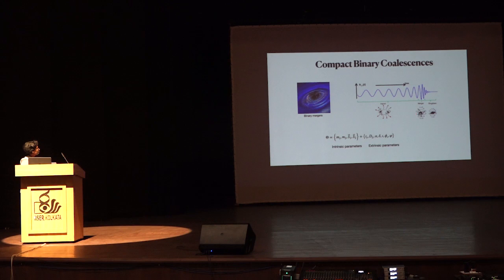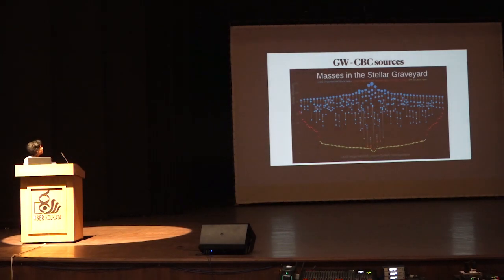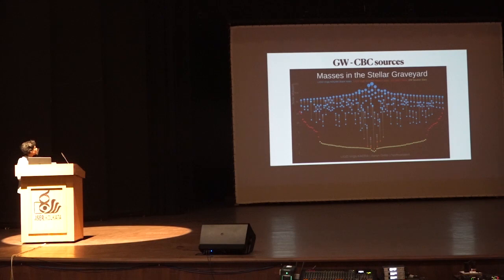Since the theory behind these signals is well defined, we can understand them based on the various intrinsic and extrinsic parameters, for example the masses and the spins of the binaries, and the distance, the sky location, inclination, and so on. So here is a pictorial representation of the latest results from the LIGO-Virgo-KAGRA collaboration, showing various binary black holes, binary neutron stars, and so on that have been detected.